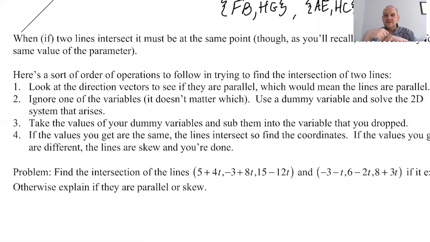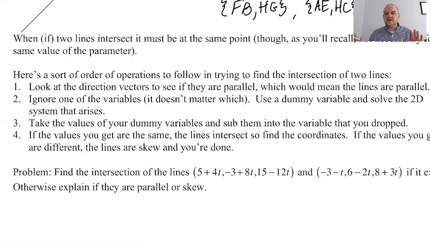What we basically do is reduce it down to a two-dimensional situation. We ignore one of the variables, usually Z, and do the thing that we did when we did parametrics. We create a dummy variable and solve the system, thinking back to what we did when we solved this for two dimensions. Then we take those values and plug them into the variable that we ignored.